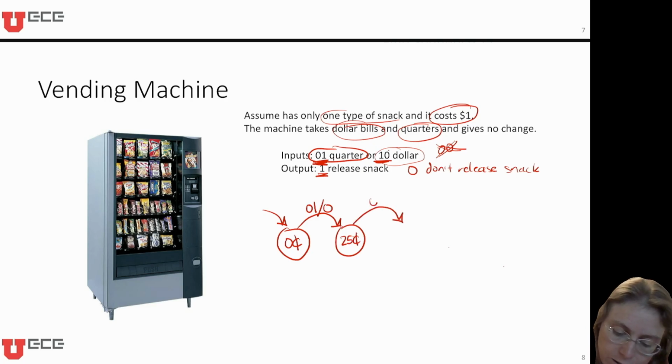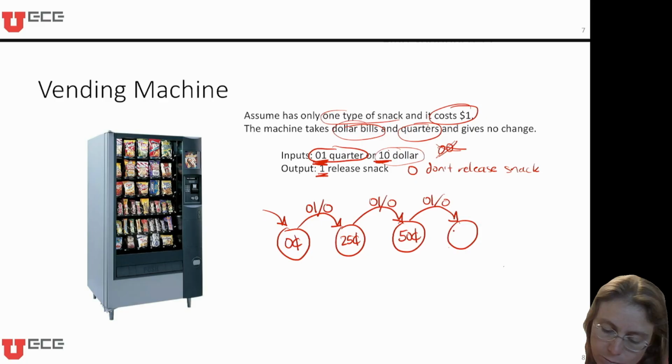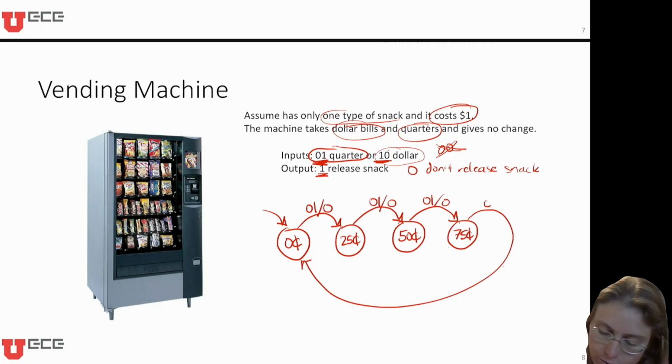Then maybe we put in another quarter. Still don't want to give them a snack yet because they've only put in 50 cents. Then we could put in another quarter. Still don't want to give them a snack because they've only put in 75 cents. And then finally, if they put in another quarter, we've gotten $1 worth, and we'll release a snack.